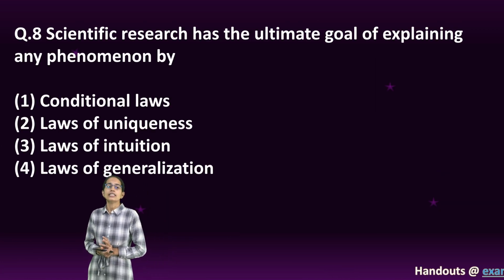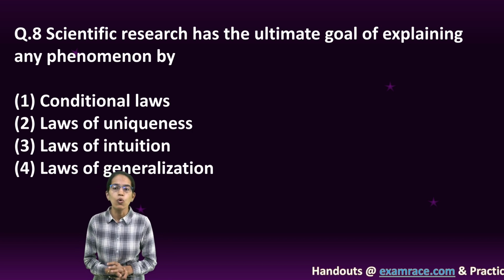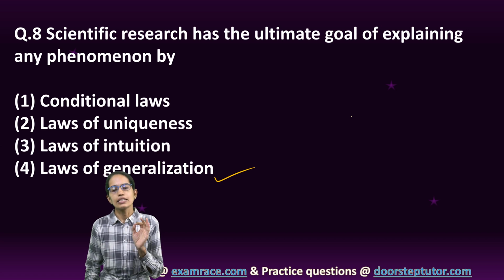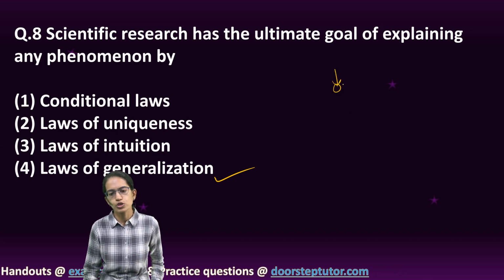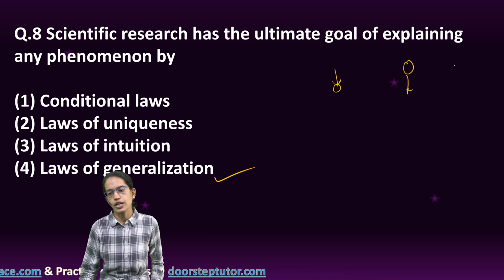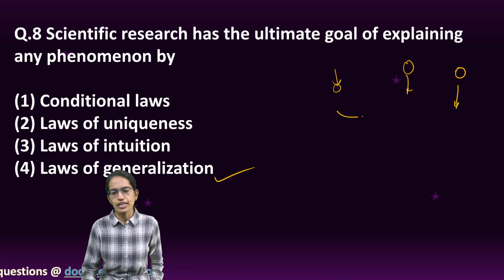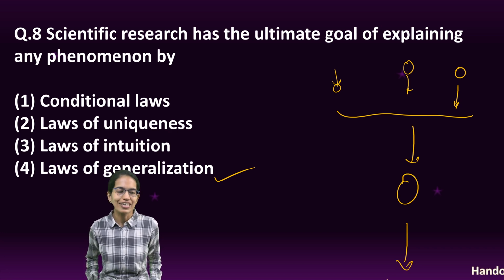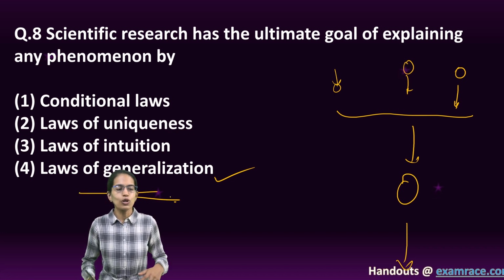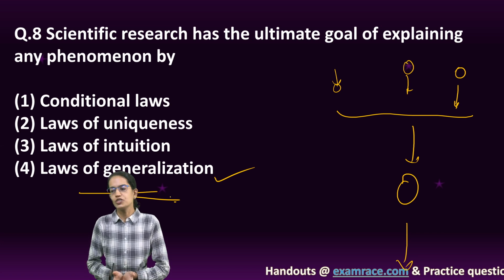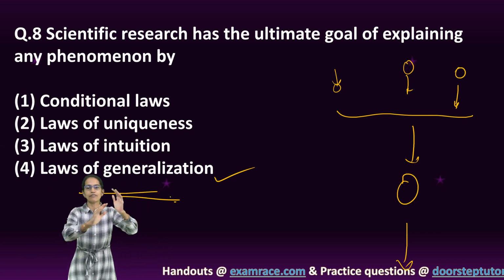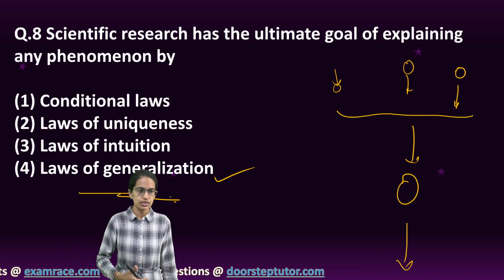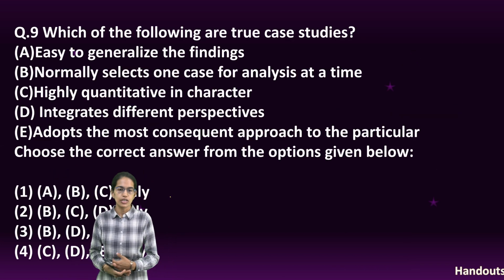The next is: scientific research has an ultimate goal of explaining any phenomena by law of generalization. This means that if I say apple falls due to gravity, orange falls due to gravity, mango falls due to gravity, then I can generalize that all the things which are hanging above would fall due to gravity. So it actually has a goal of explaining phenomena through law of generalization. If it is true for 1, if it is true for 2, if it is true for 3, that means it's true for most of the universe. And that's the basic logic that we try to explain.